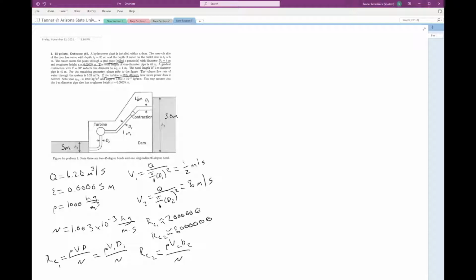If I find my average roughnesses for this first section of the pipe and then the second section of the pipe, I can do that. I find epsilon over D1 and then epsilon over D2. If I work through that, I'm assuming that epsilon is this 0.00005 meters for both cases. So that gives me an average roughness here of 0.0000125 and then 0.00005.